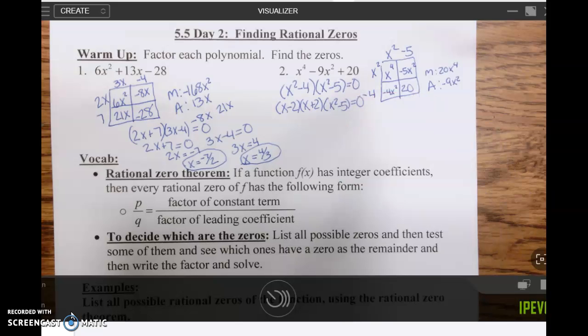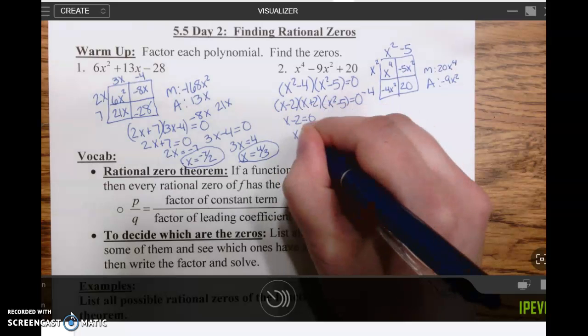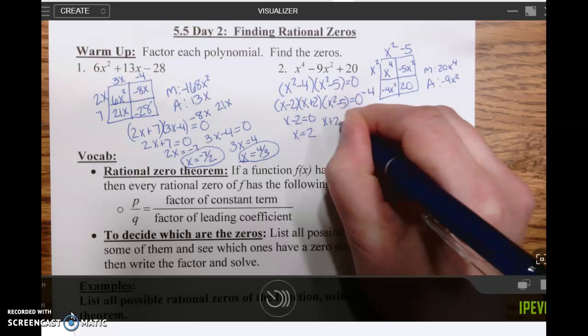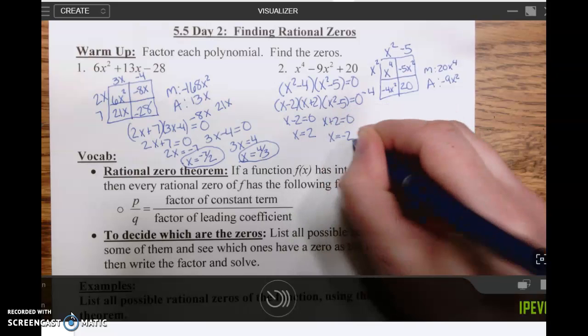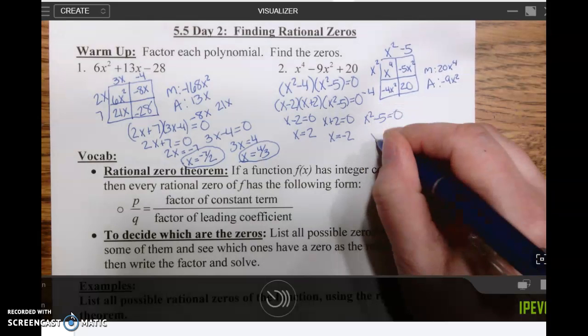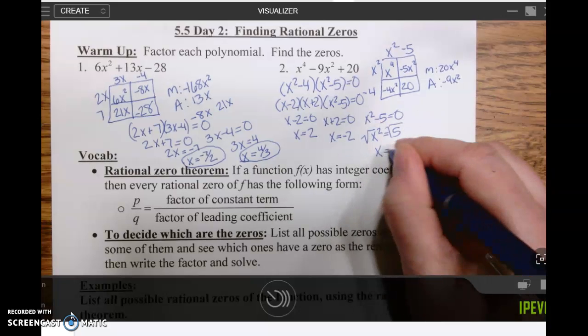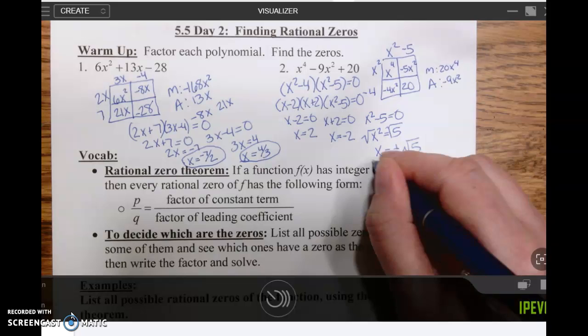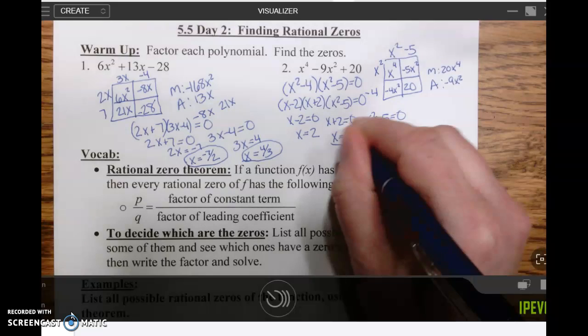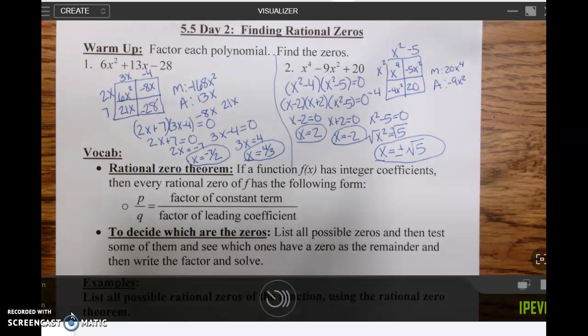And so if I set my factors equal to 0, I should get 4 solutions. X minus 2 equals 0, so x equals 2. X plus 2 equals 0, so x equals a negative 2. X squared minus 5 equals 0. And so if I add my 5, I have x squared equals 5. And remember, when you solve by square rooting, you need plus or minus the square root of 5. And because it's plus or minus, that's 2 solutions, along with the other 2, gives us all 4 solutions. Alright, so that is your warm-up. You can stop and pause here if you need to look that over again.